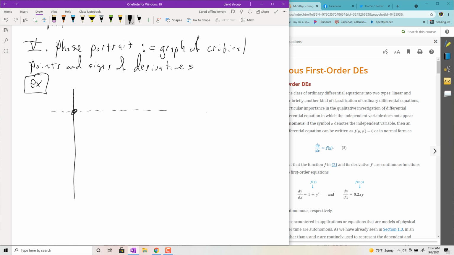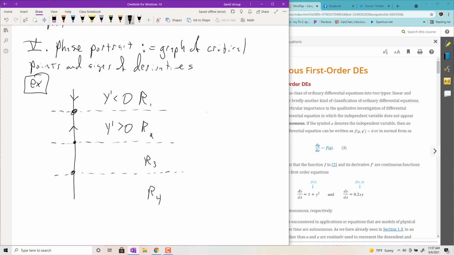Okay. So let's put 3 points on here. Each one of these represents a critical point. It's subdividing the region into 4 areas. Call this one R1, R2, R3, and R4. Let's say in the first region, the derivative is negative. In that case, the arrow will be going down. Let's say in the second region, the derivative is positive. So in that case, the arrow is going up.